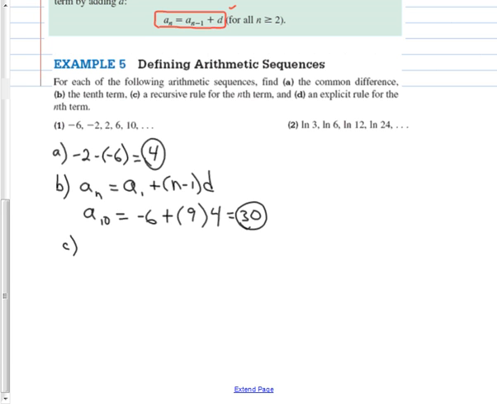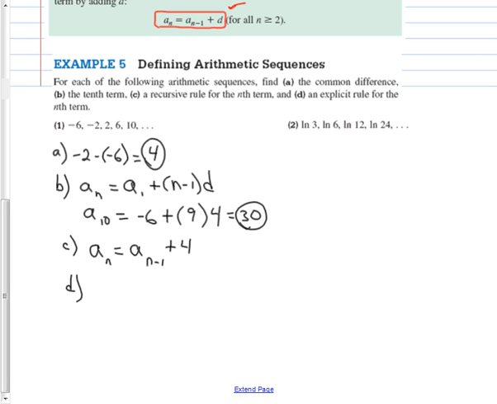C, a recursive rule. Well, the recursive rule a sub n, we're going to be using this one right here, is just the previous term, a sub n minus 1, plus the common difference, 4. That's the recursive rule.